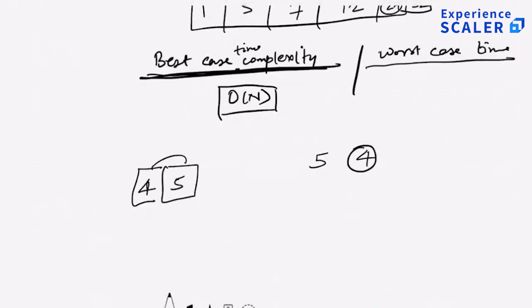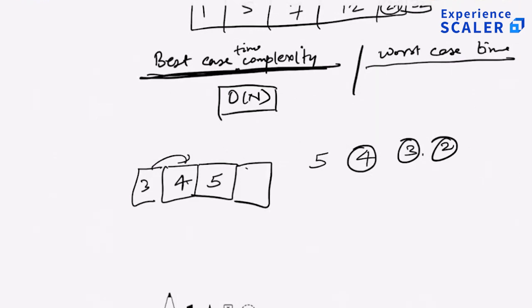Because you'll have to shift 5 by one. Then I give you 3. You'll figure out that actually 3 is smaller, so you'll shift 5 here, and you'll shift 4 here, and then 3 comes here. Then I give you 2. You'll again shift 5 here, you'll shift 4 here, you'll shift 3 here, and then 2 will come here. And then again, you'll do one more shift to get 1 in if 1 is the next number, right?